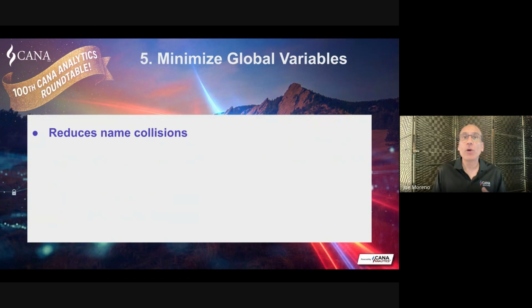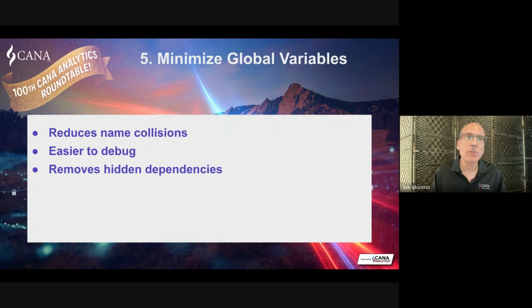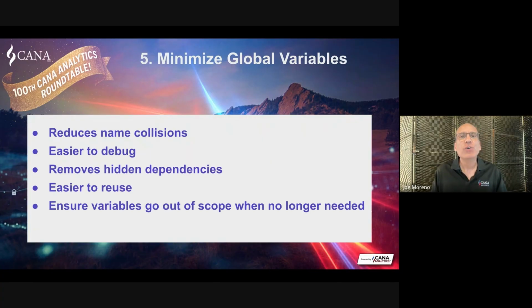Right? The problem when you use global variables is people can misunderstand what that variable means because someone else created it, so you end up with collisions. It's easier to debug when you don't have a lot of global variables. It removes hidden dependencies, and it's easy to reuse. Right? Ensure your variables go out of scope when they're no longer needed. You don't want to create a global variable that has 1 million rows of data if it's not going to be used, because it takes up a lot of memory and slows things down.